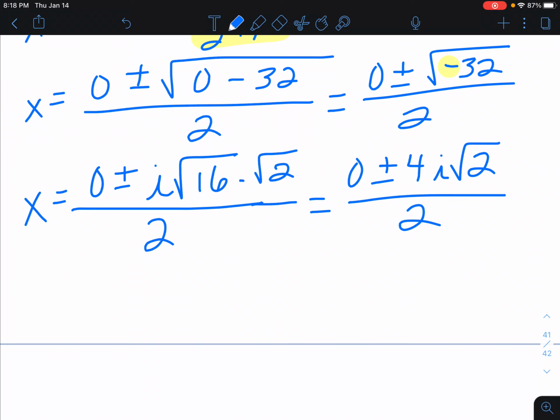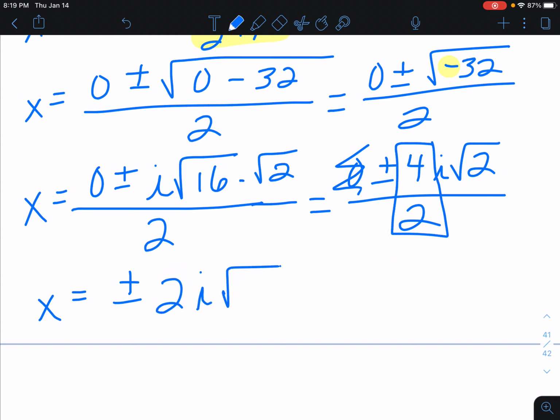Now we want to clean this up a little bit. Since there's a 0 out in front for b, we can just get rid of it. And then it's actually down to 1 fraction, and we want to reduce that fraction. 4 divided by 2 is 2. And drag over your i root 2. So we have two answers here, 2i root 2 and negative 2i root 2.